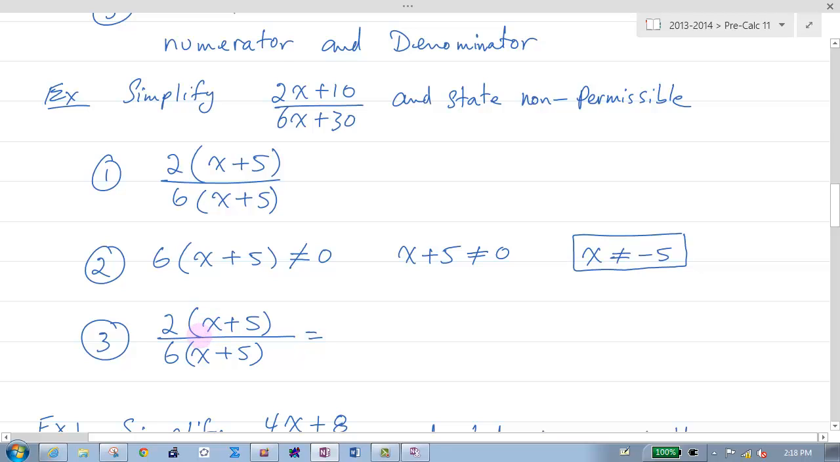The x plus 5 is a factor of the top, right? It is a factor of the top. I can cancel it out with something in the denominator, right? 2 over 6. I have 2 over 6 left over. And you go, okay, this is 2 over 2 times 3. Now I have a common factor. Common factor, meaning multiplication in the top and the bottom. So I have 1/3. So the simplified version of that expression is 1 over 3, but there is a non-permissible value, and x cannot be equal to -5.